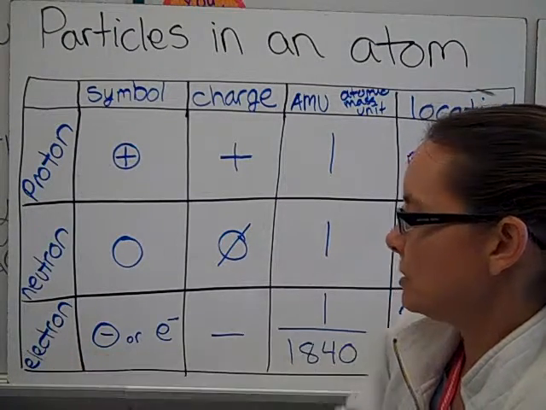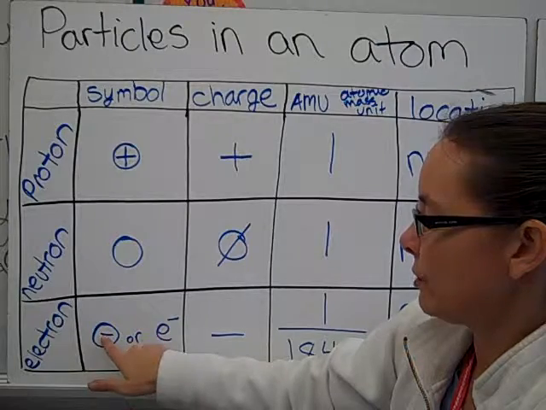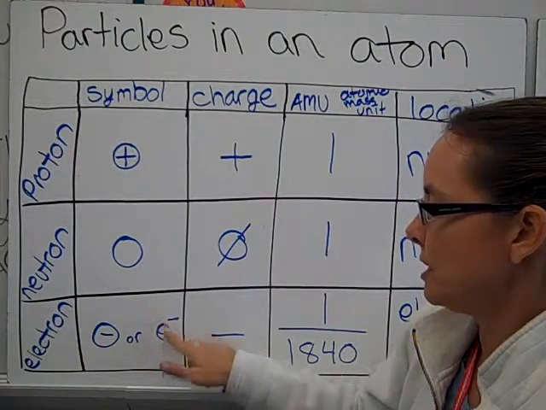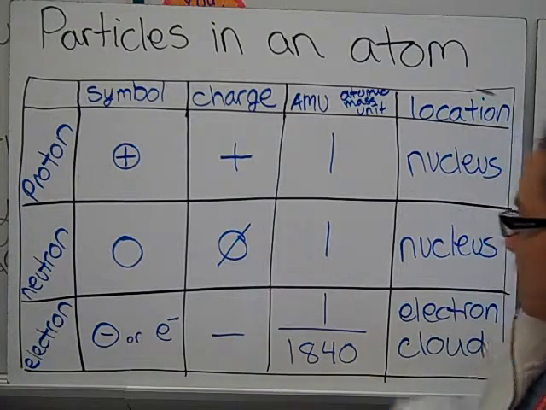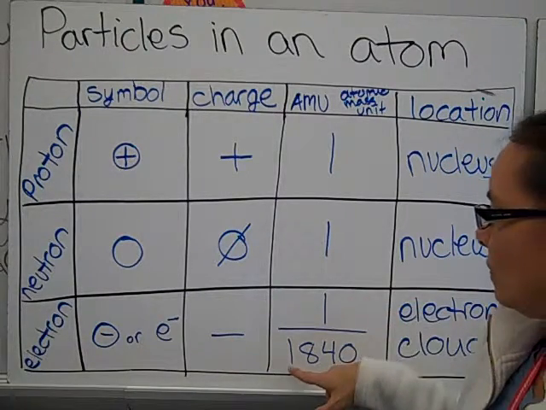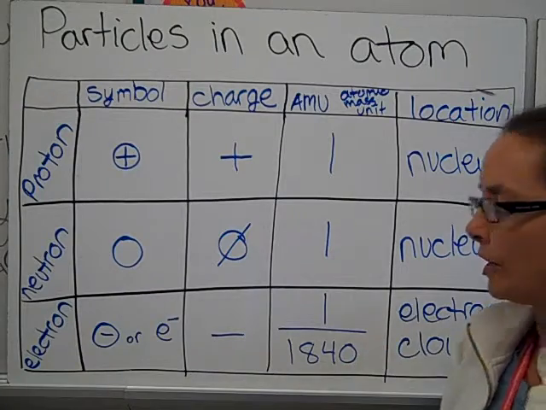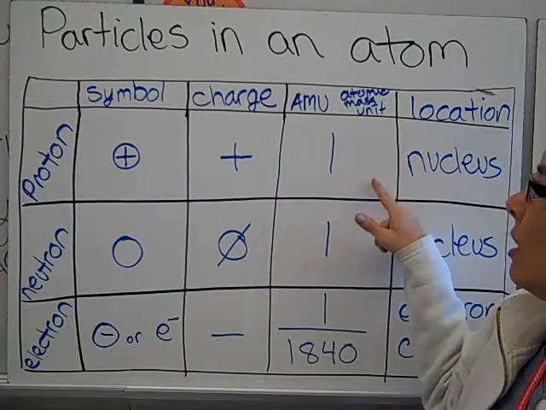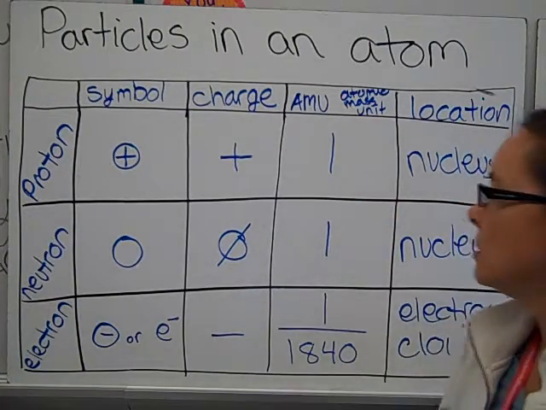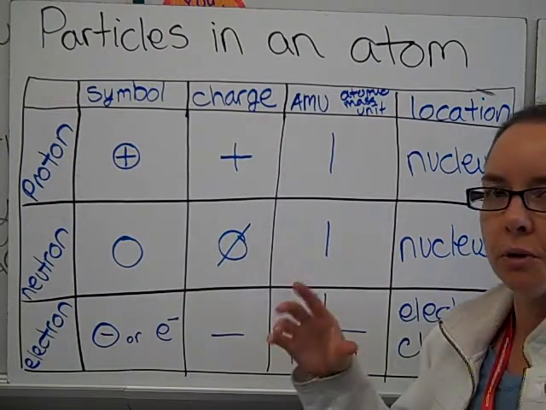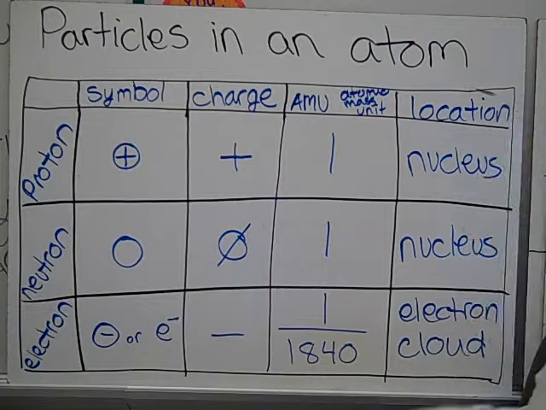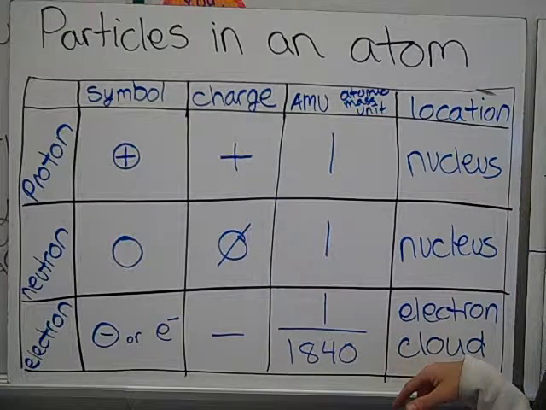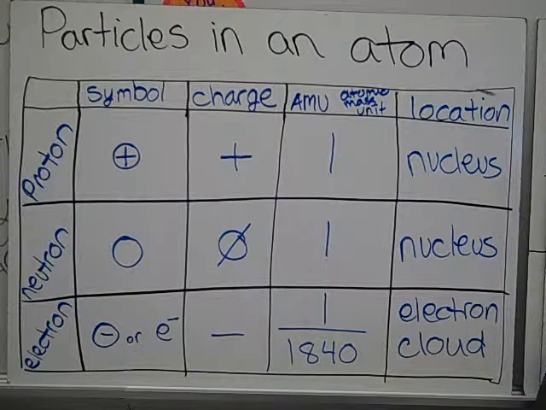Finally, we have the electrons, which have a little circle with a negative sign, or sometimes you see an e with a little negative sign. Those are negatively charged. They are 1 over 1,840th the size of the protons and the neutrons. So if protons and neutrons were a basketball, then electrons would be a grain of sand. And they are found in the electron cloud that circles around the nucleus.